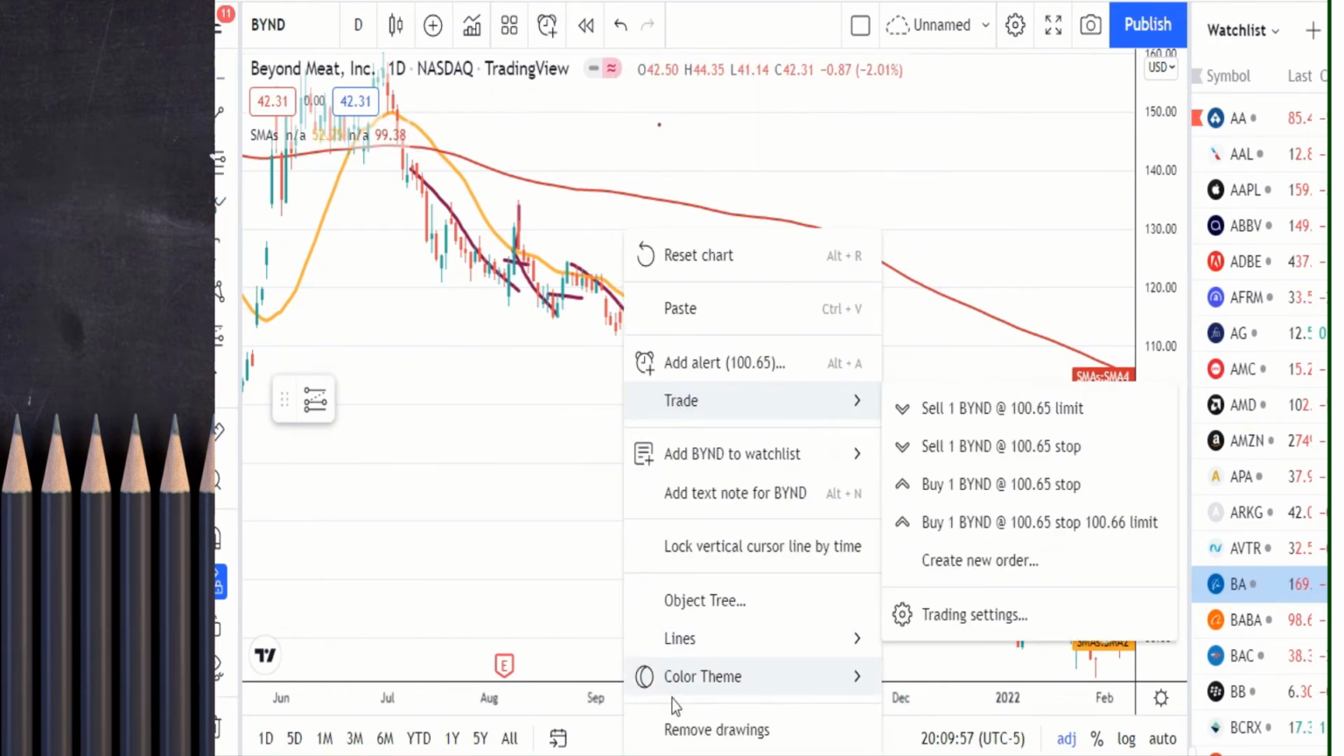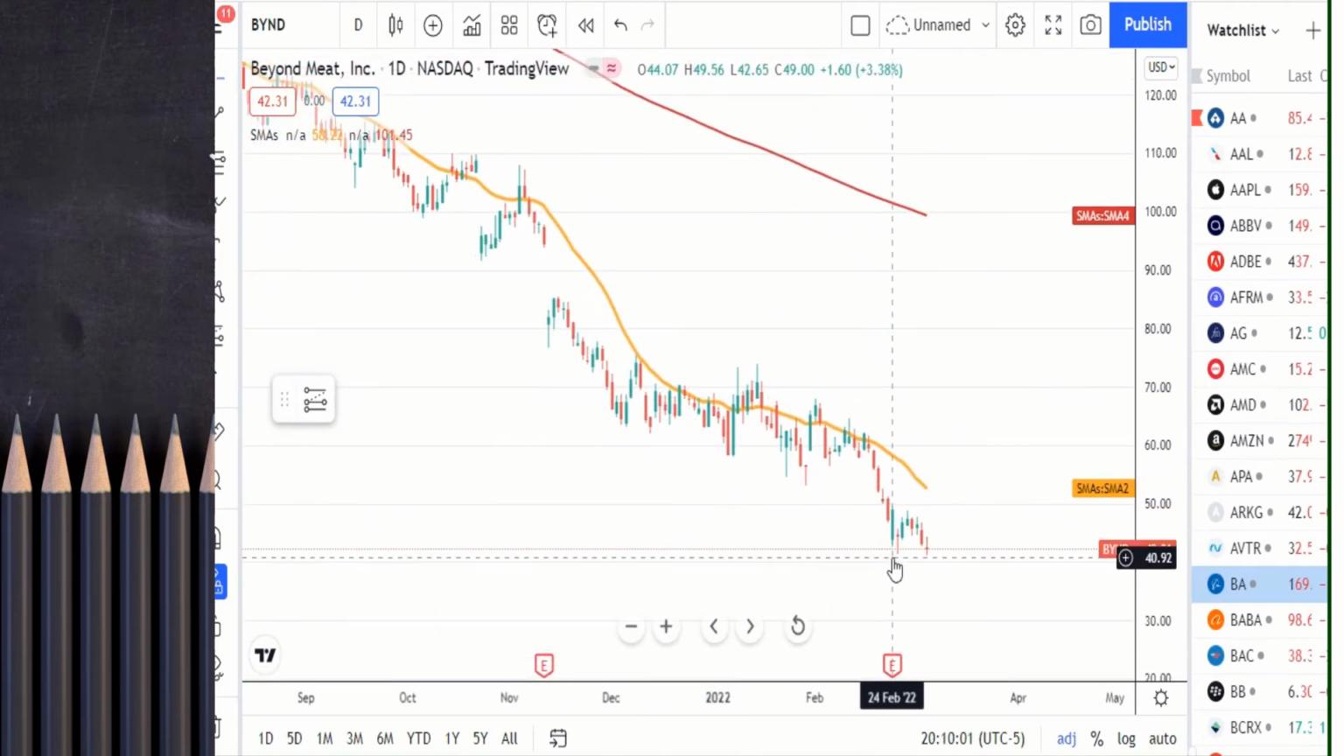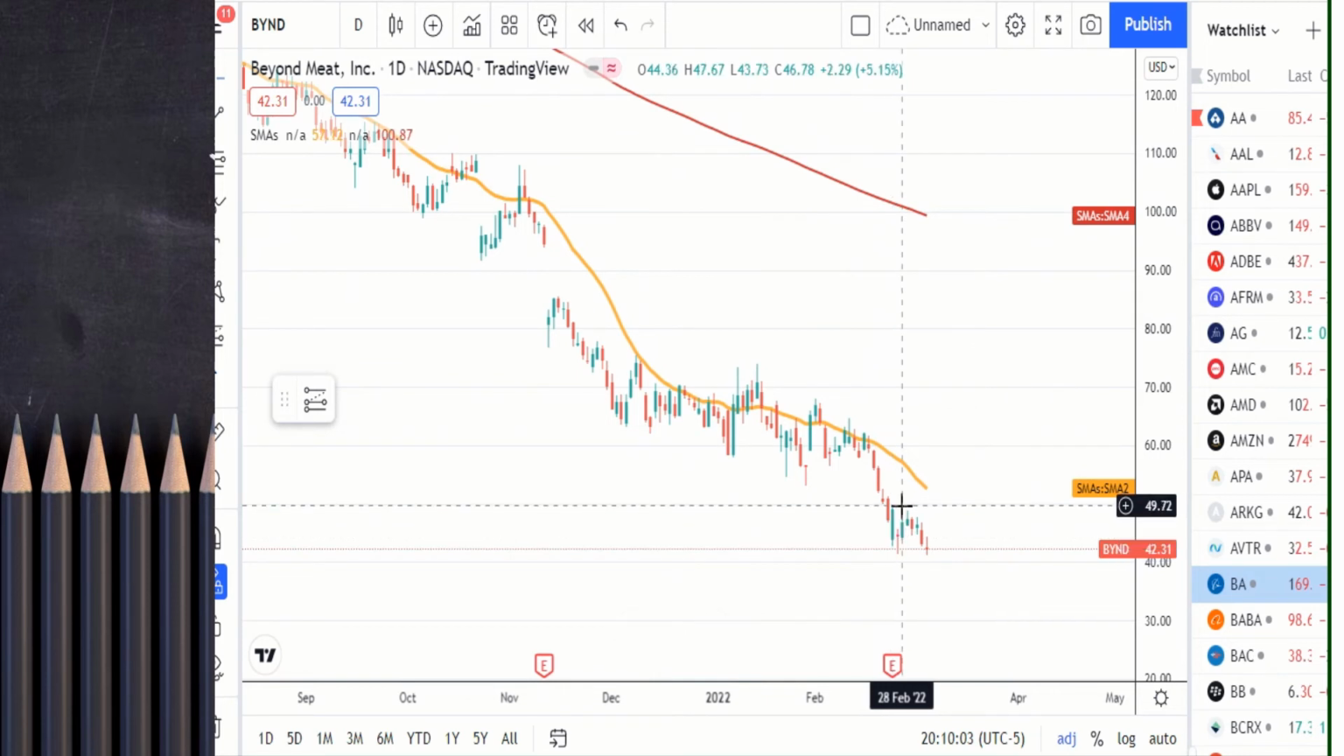Okay, and the same thing down here. Let's look at another chart. Let's look at Carnival Corporation.